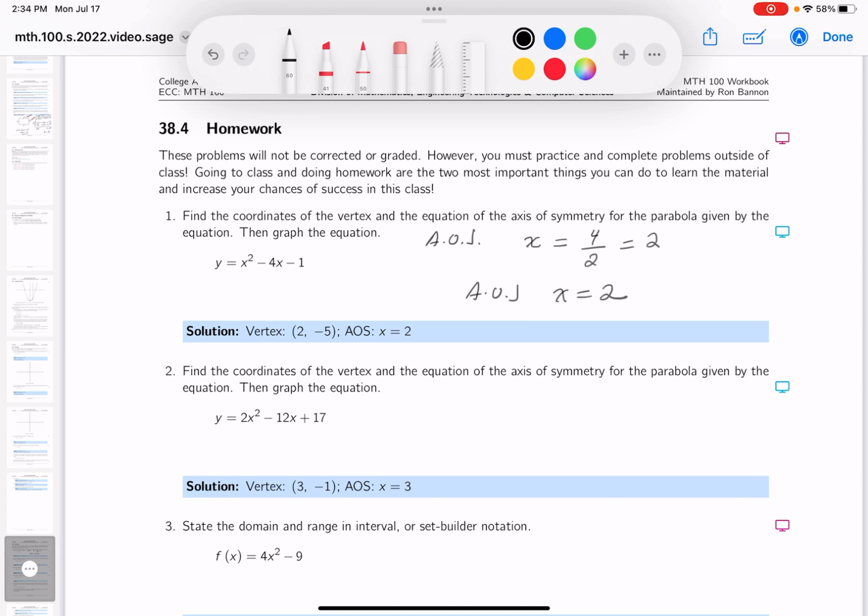Now the vertex, also relatively simple to write down. The x is 2. It's got the axis of symmetry. What I have to do over here, though, is evaluate it. And y is going to be equal to, well, 2 squared is going to be 4. 4 times 2 is 8. And what do you get there? Well, 4 minus 8 is minus 4, and minus 1 is minus 5. So I'm going to say this is important information over here. Axis of symmetry and the vertex, important information.